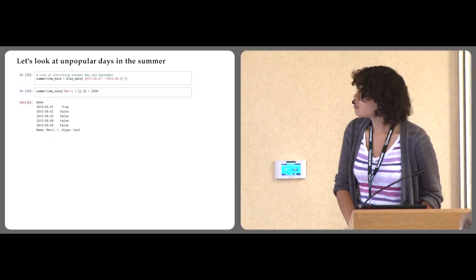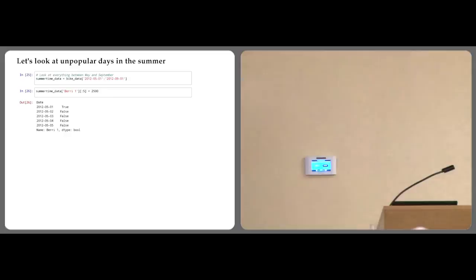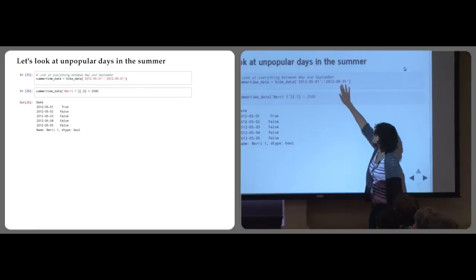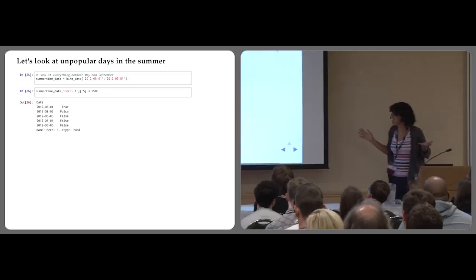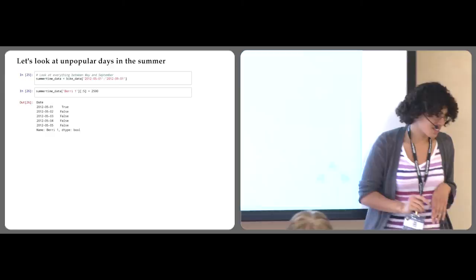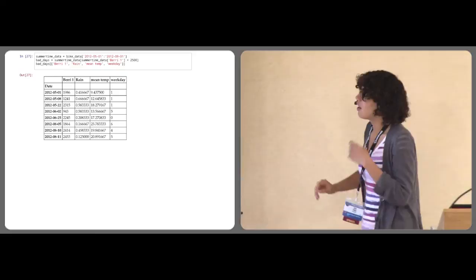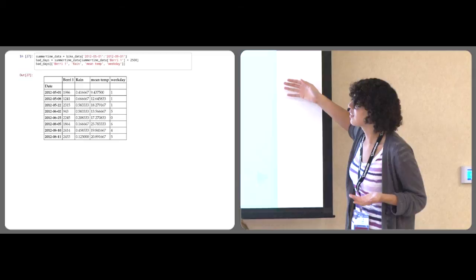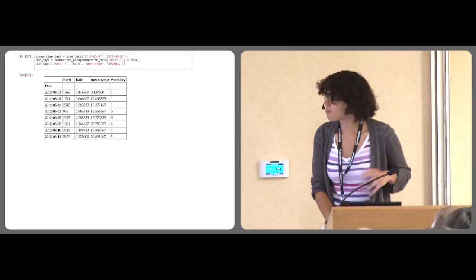So I looked at some unpopular days. When you're indexing, you can do all kinds of things. You can take the first five columns, or you can just say I want everything from May to September, and it'll understand. It's just fantastic. And then I can say, tell me which ones are less than 2,500. And then you can do some indexing magic, and you get a list of all of the rows where the number of bikers was less than 2,500. And surprise, on all of those days, it was raining. At least a little bit. So that's something. I don't know if I've convinced you, but I believe it.